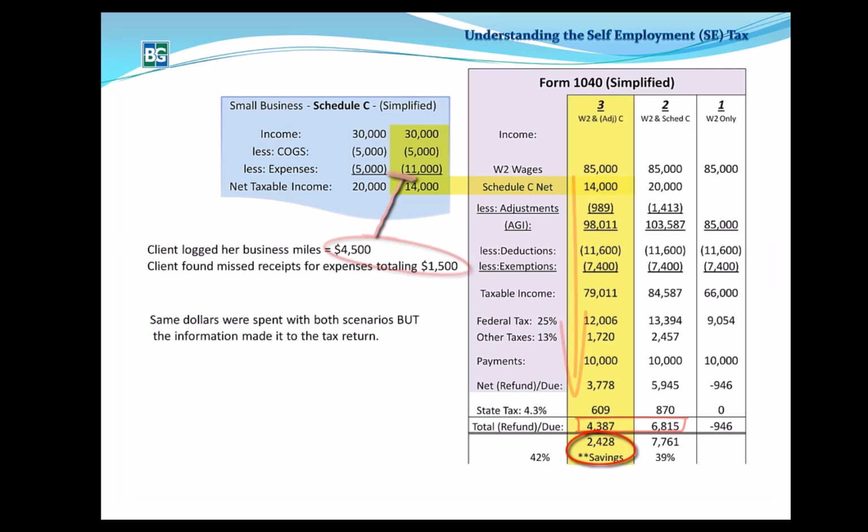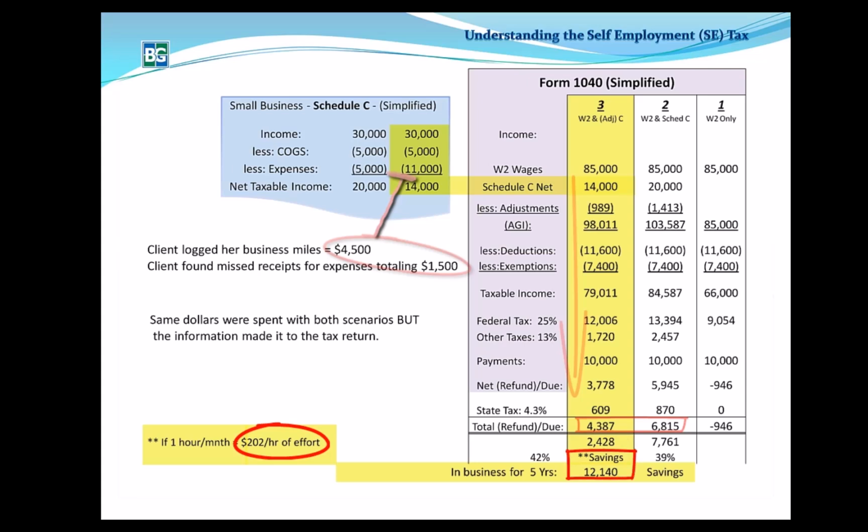Now, what if that extra effort took an hour a month? That's over a $200 savings per hour of effort. Spread over 5 years, a savings of over $12,000, and over the course of 10 years, you would have saved almost $25,000.